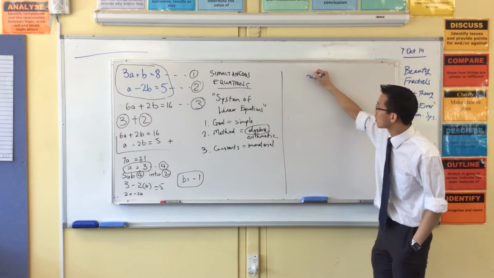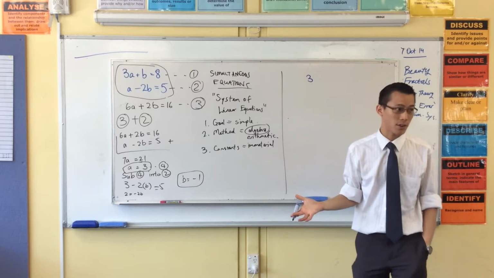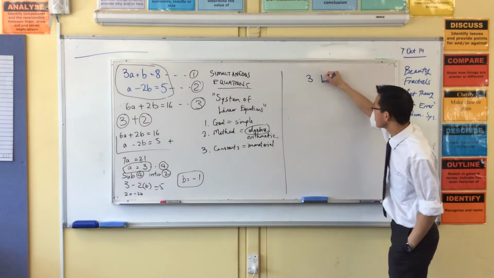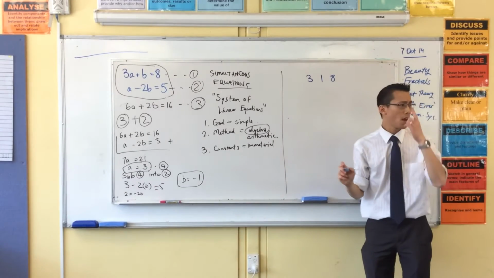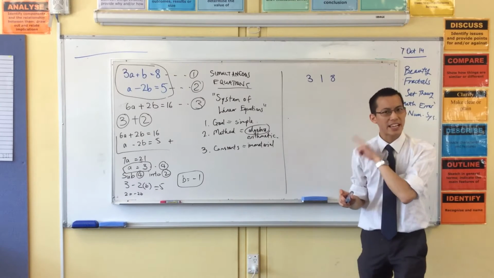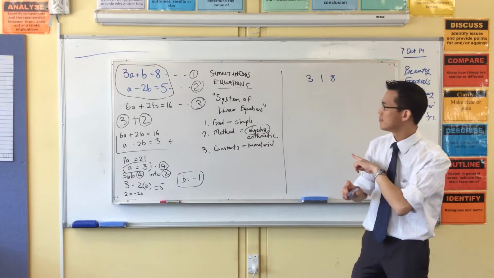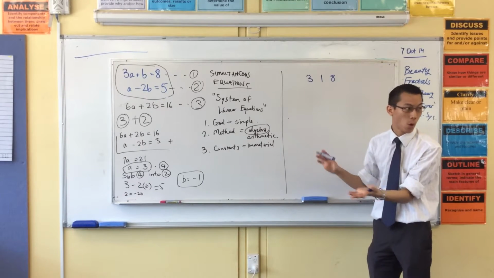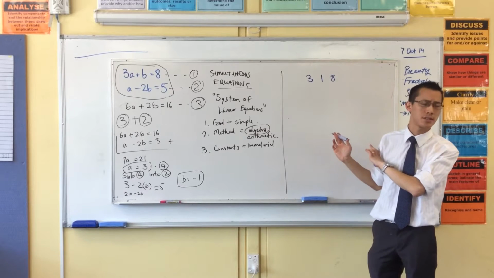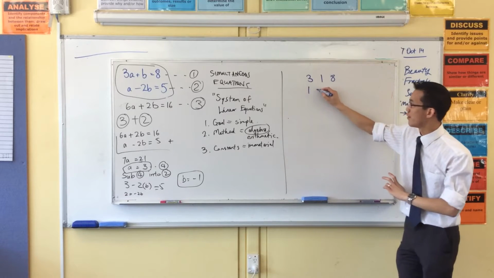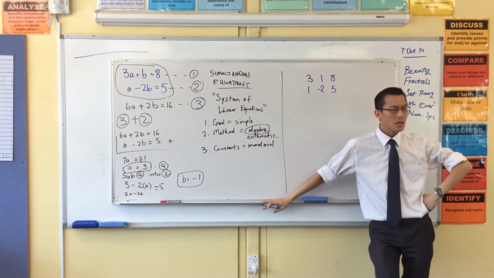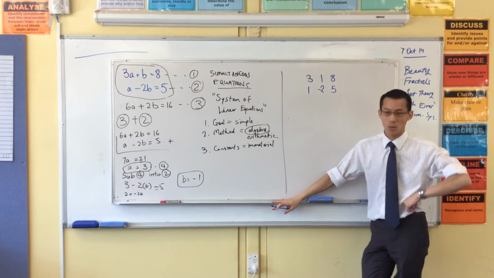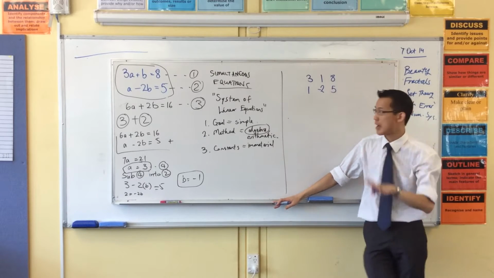So I've got a 3. What's the coefficient of the b in the first equation? 1. It's a 1. Okay. Then you've got an 8 over here. When I write the second equation, I've got the same piece of information, all lined up in exactly the same way. What are the coefficients? 1, -2, 5. Good.